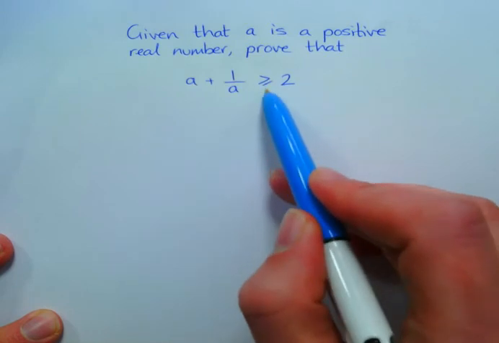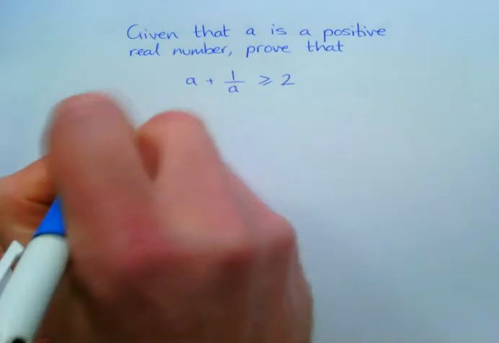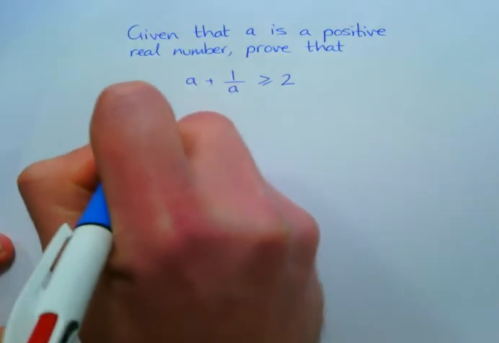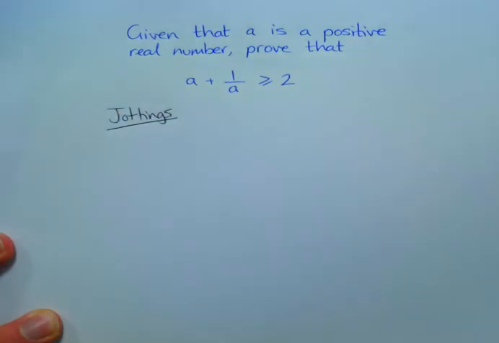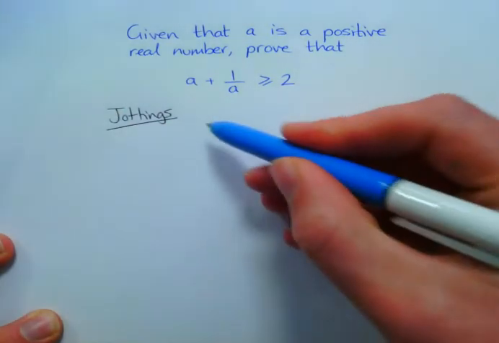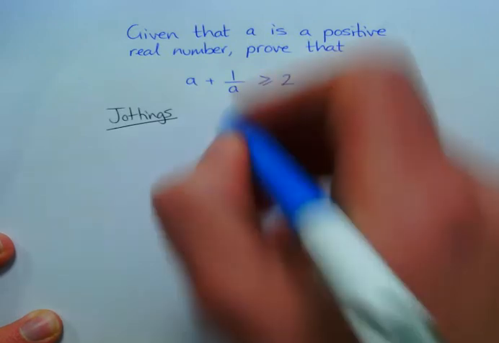But this is slightly more complicated, and what I'm always going to do to start off with is something called our jottings. Now I'm going to write the word jottings down here. And this isn't going to ever be looked at by an examiner, and if I just carry on, I'll tell you why I've done this once we reach a significant point.